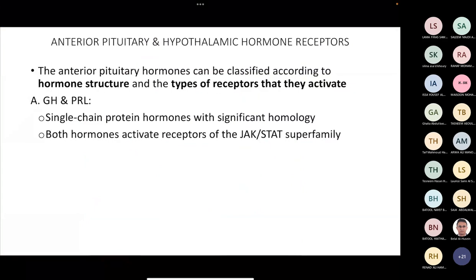Now, anterior pituitary hormones, you could say that they are divided into categories depending on the type of receptor and type of ligands. A ligand is a substance that binds to a receptor. So the first category is growth hormone and prolactin. They share a common thing, that their type of receptors is called the JAK-STAT receptor system. So what's the JAK-STAT receptor? And they are composed of a single polypeptide chain.